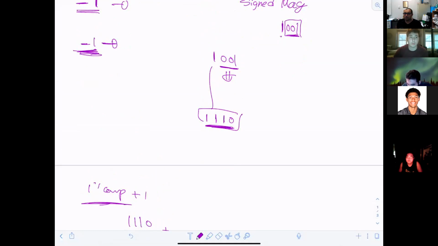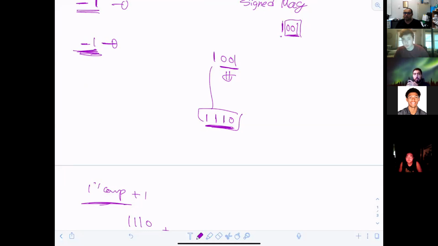Sounds good? If it's positive, we don't have any complement of it. So basically, we're going to bring it as it is. If it's negative, you start from the sign magnitude, you will move to the first complement, you move to the second complement afterwards. Any questions so far?